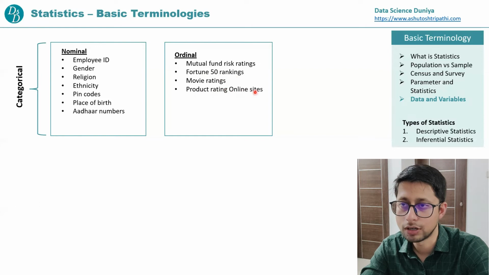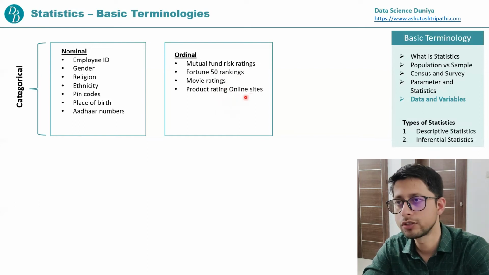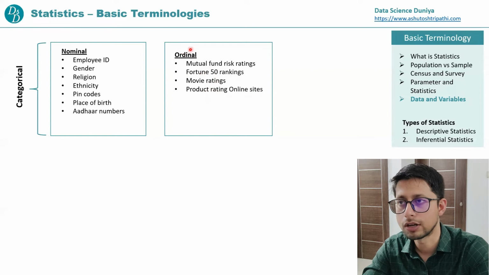And then product ratings on online sites like Amazon, or any e-commerce site, you can see the ratings, right? So wherever we put an order in the categories, it becomes an ordinal categorical variable. And then what remains in a category without order becomes nominal.